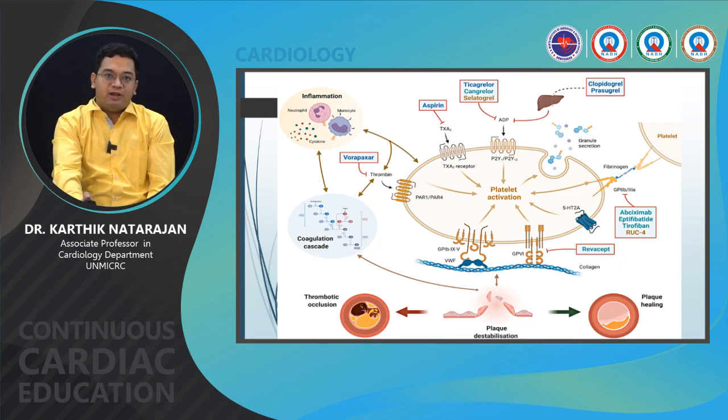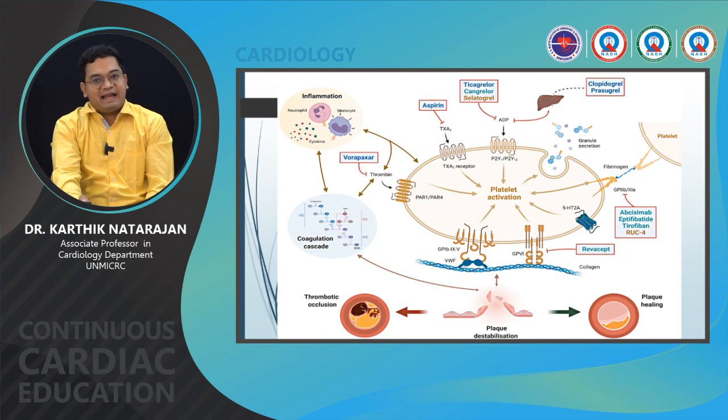The most popular antiplatelet, that is aspirin, which has been in use for more than 40 years, acts via the thromboxane A2 receptor. Aspirin is an inhibitor of this receptor. The other group, the P2Y12 inhibitors, which are ticagrelor, cangrelor, clopidogrel and prasugrel, inhibit the P2Y12 receptor. Thrombin, which is a very important molecule and which helps in crosstalk between the platelets and the coagulation cascade, acts via the PAR1 receptor, and drugs like vorapaxar inhibit this thrombin receptor.